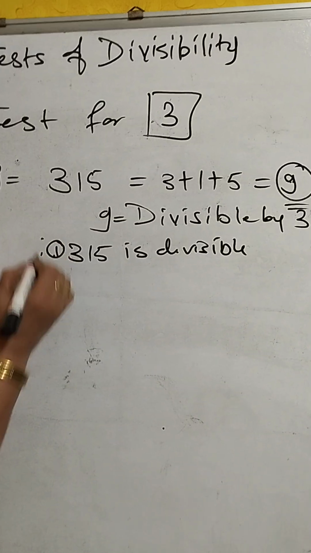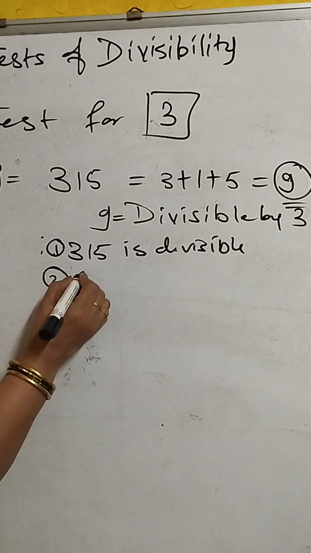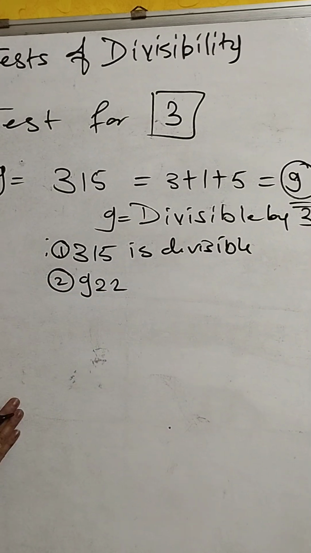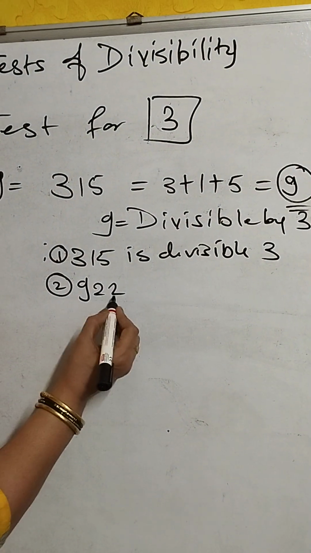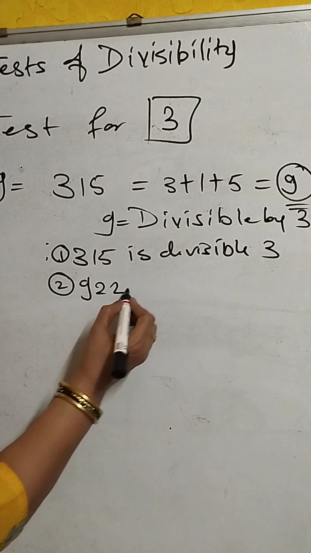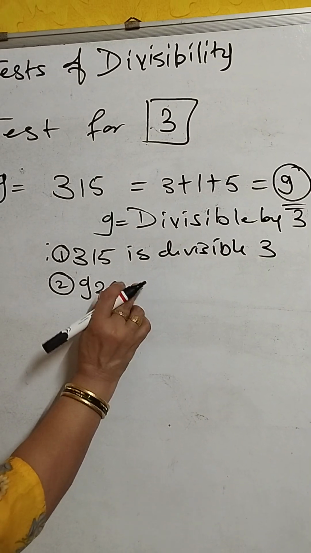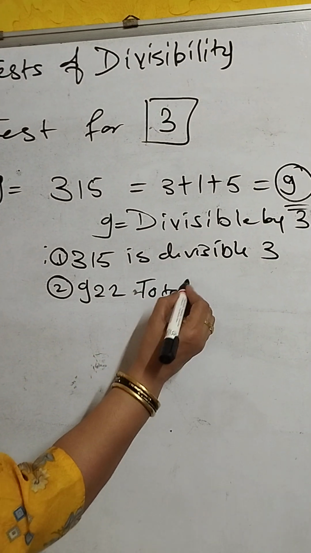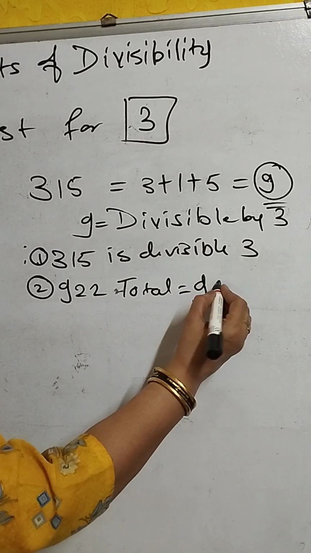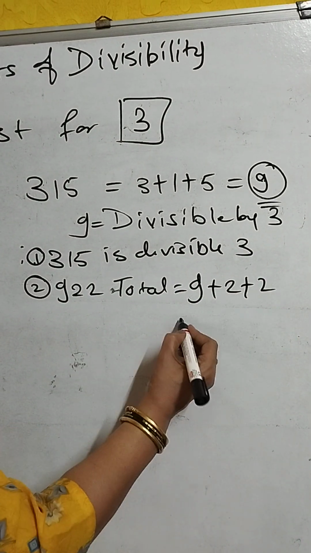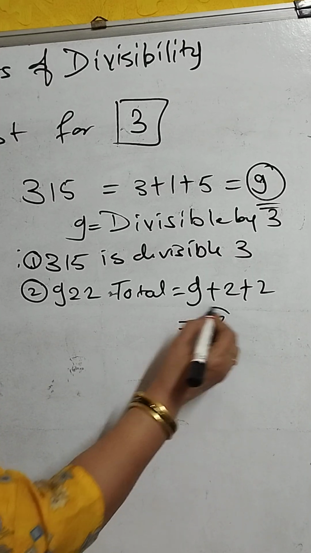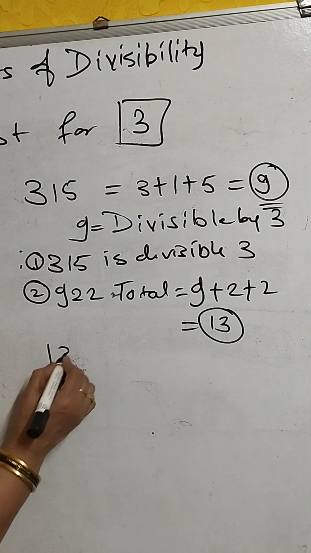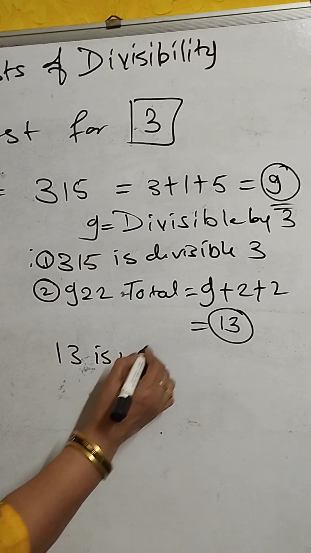One example I told you. Second example: 922. What is the total of 922? That is the total of digits: 9 plus 2 plus 2. What is the total? 9 plus 2, 11, plus 2, 13. 13 is not divisible by 3.